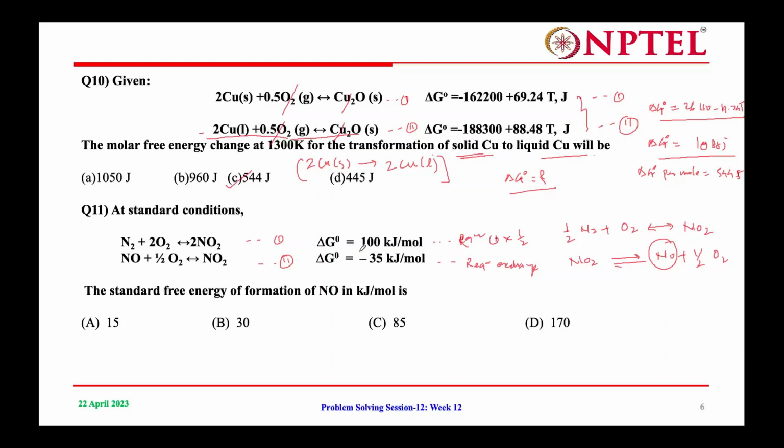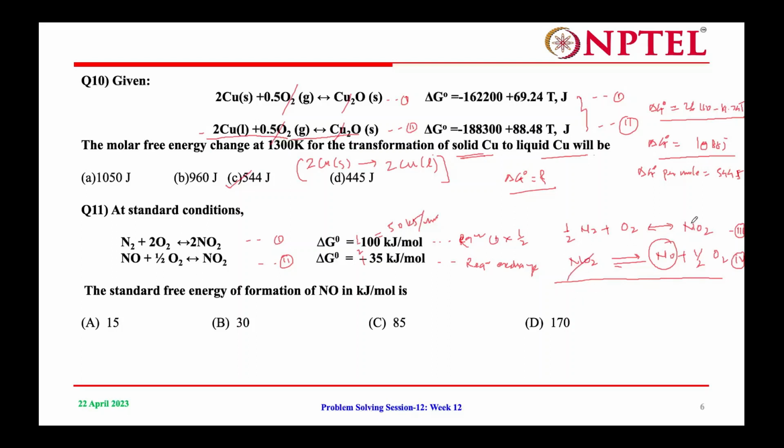Similarly for this delta G, here we multiply by 1 by 2, and when the reaction is exchanged it becomes positive, right? It's 50 kilojoule per mole. Now add the reactions, reaction number 3 and 4. Now add reaction 3 and 4.